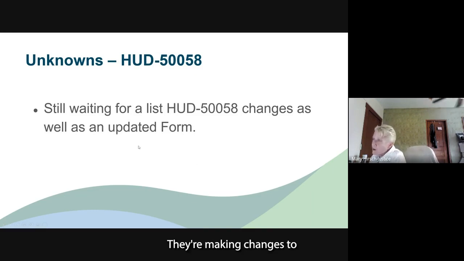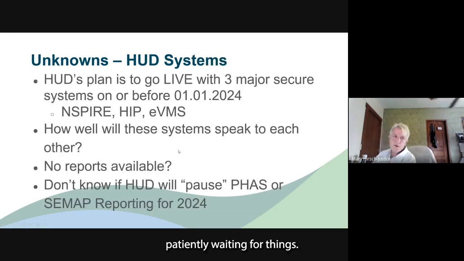Unknowns: they are making changes to the Form 50058. We haven't seen the full list of those changes. We have not seen an updated form. And we're in September, and this is all supposed to go into effect in January. So we're still patiently waiting for things.